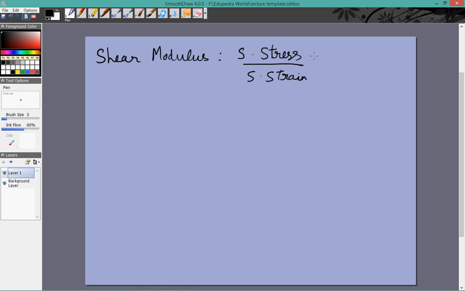So this is shearing stress by shearing strain, which is simply F tangential by A divided by delta X by L. So that will be nothing but FL by A delta X. There are some other names for it. This is also called modulus of rigidity.